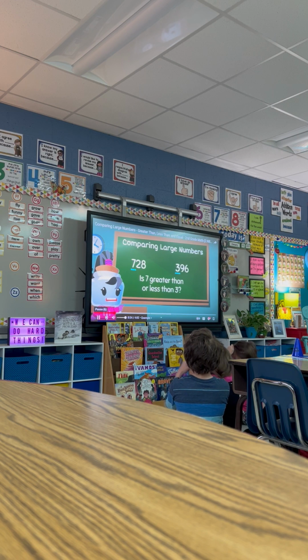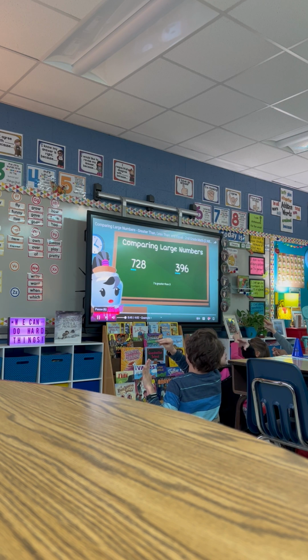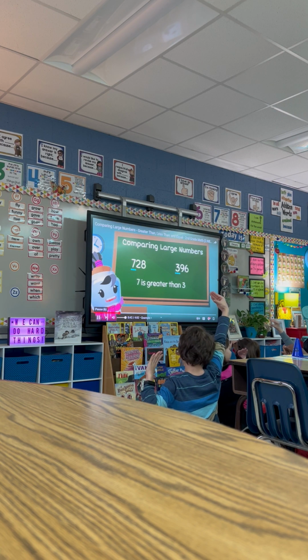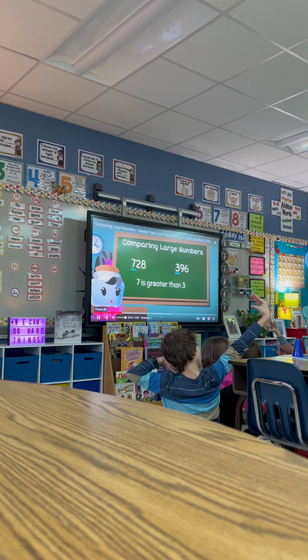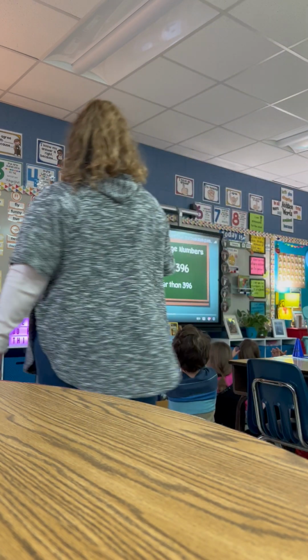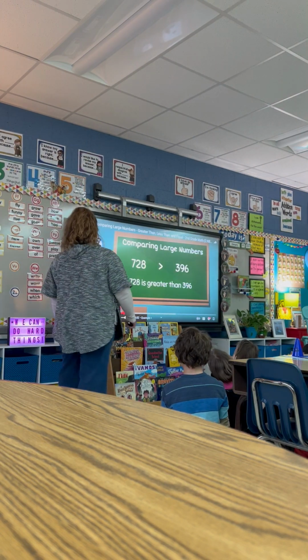Show me. What would that look like? Is 7 greater than or less than 3? Show me with your hands. You got it, however you want. 7 is greater than 3. You got it. That means 728 is greater than 396.